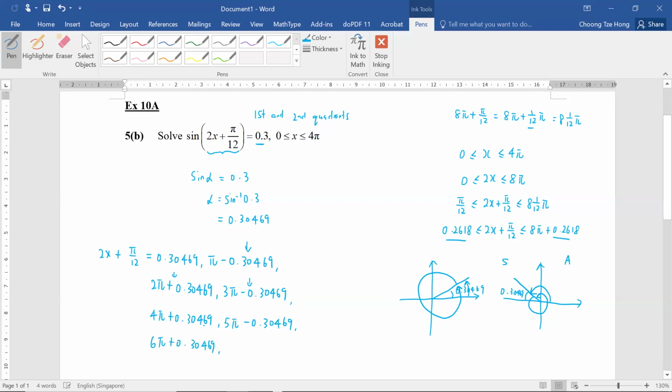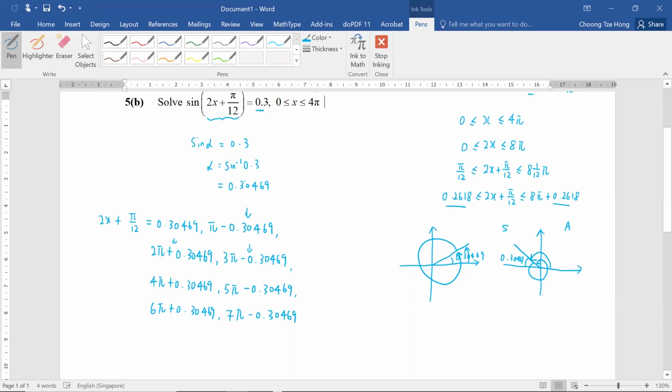The next angle in the first quadrant, adding 2 pi to this will be... This question is a bit tedious, but O-level seldom tests so many rounds. Adding 2 pi to the last angle of 5 pi will be 7 pi minus 0.30469. If I add another angle here, you'll see that you exceed the range already. It's now 8 pi plus 0.30469, but we only want until 8 pi plus 0.2618. That's why I express it in this form, so that later on we can clearly see whether we have exceeded the range or not. So this last angle we won't accept.